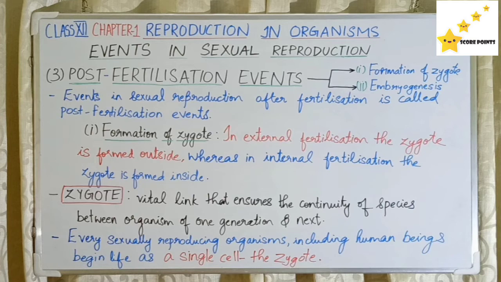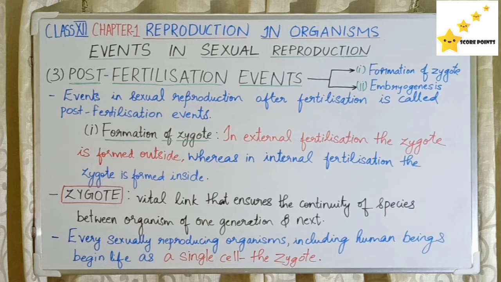Post-fertilization events include two steps. One is formation of zygote and the second one is embryogenesis. Events in sexual reproduction after fertilization are termed post-fertilization events. So the first step, formation of zygote. In external fertilization, the zygote is formed outside, whereas in internal fertilization, the zygote is formed inside.